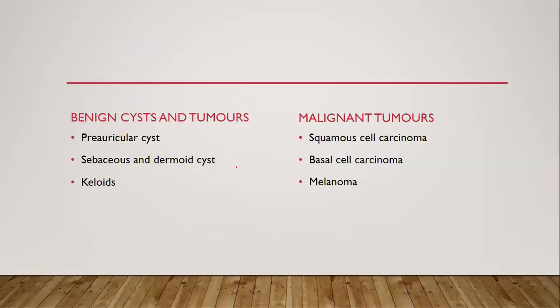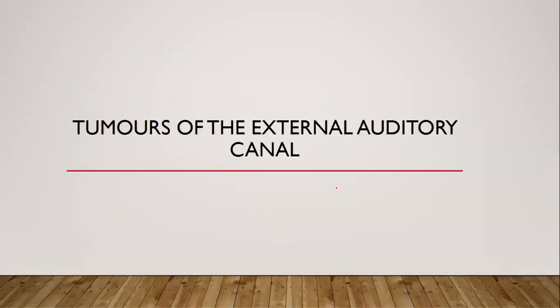Then this is a nutshell of both benign and malignant tumors of the auricular region. Benign cysts include preauricular cysts, sebaceous and dermoid cysts, and keloids. Malignant tumors include squamous cell carcinoma, basal cell carcinoma, and melanoma. Next is tumors of the external auditory canal. Till now, we have been discussing tumors of the auricular or preauricular region. The next is tumors of the external auditory canal.